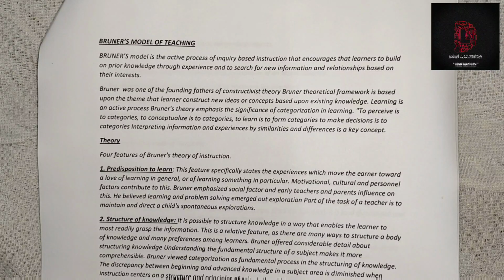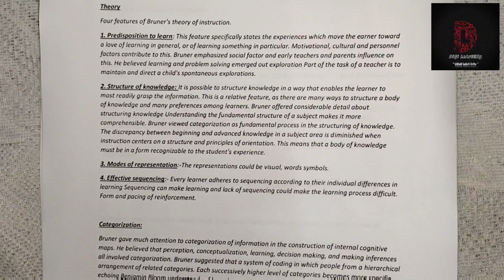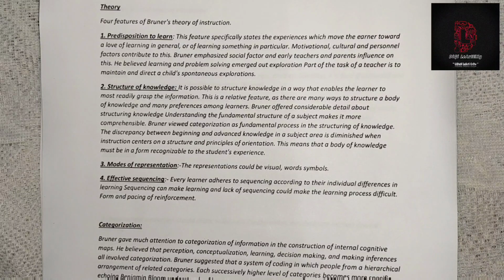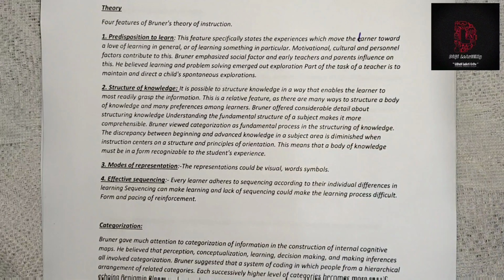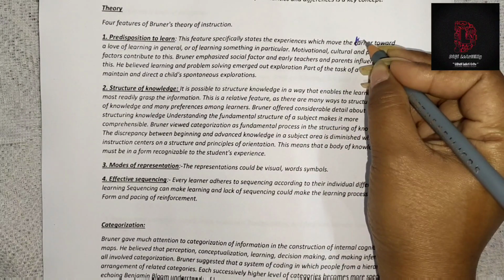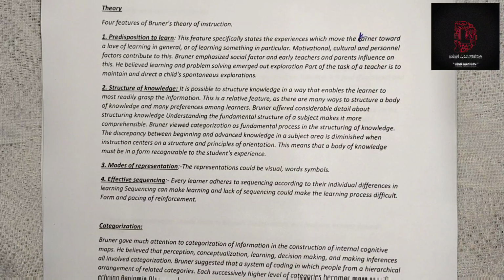Now comes to the theory of Bruner. Here 4 points are given, 4 features of Bruner's theory of instruction. First is predisposition to learn. This feature specifically states the experiences which move the learner towards a love of learning in general or of learning something in particular.